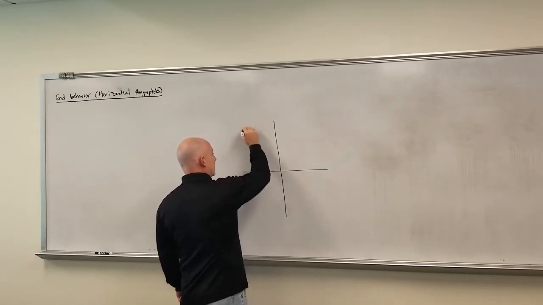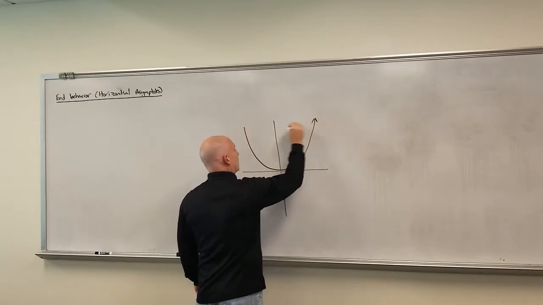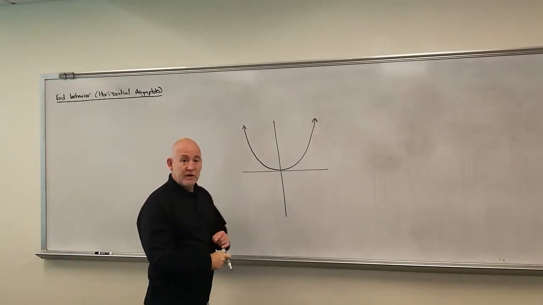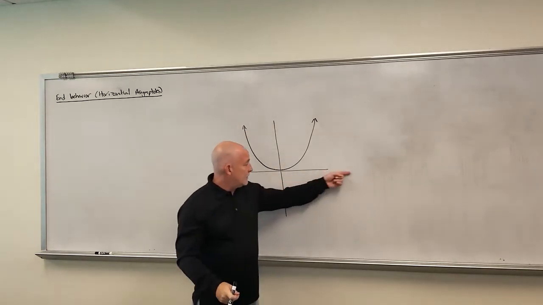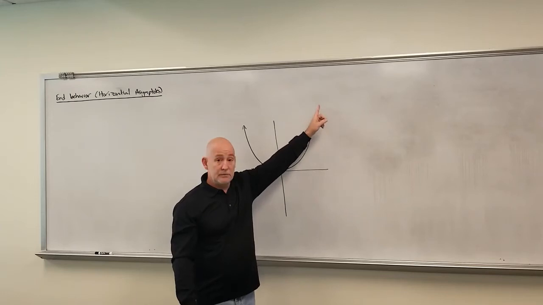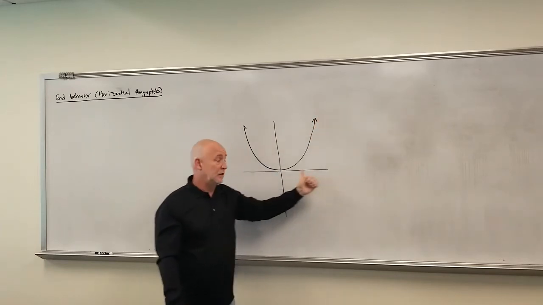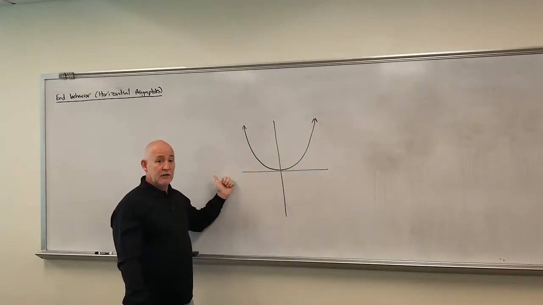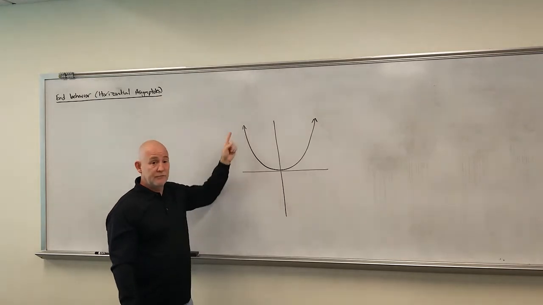So if we were to look at, say, our friend the parabola, and we were to ask what happens to the graph as we head to positive infinity? Well, it heads up to positive infinity. As we head towards negative infinity, it's also heading towards positive infinity.